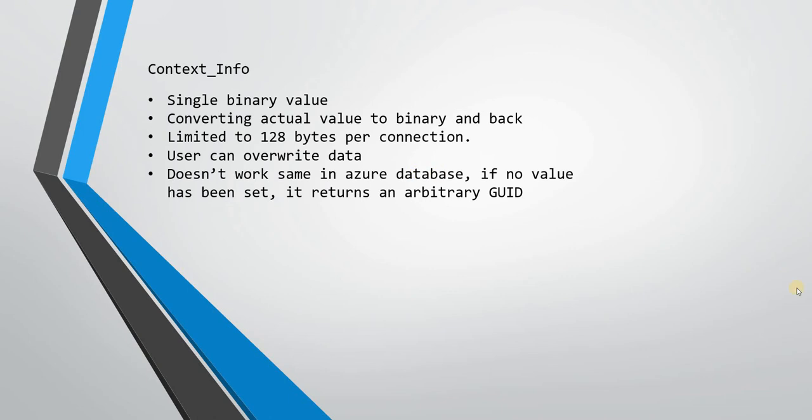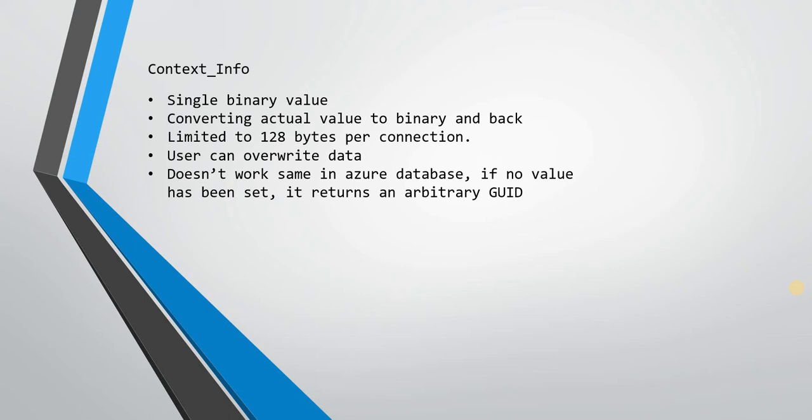So first of all, let us understand what is context info. Context info is a function in SQL Server which is used to achieve this goal of persisting some values across the session. But there are some limitations related to context info. First of all, it's a single binary value, which means you need to convert the actual text into binary, store it to the session context info, and then whenever required again, convert it from binary back to the actual value.